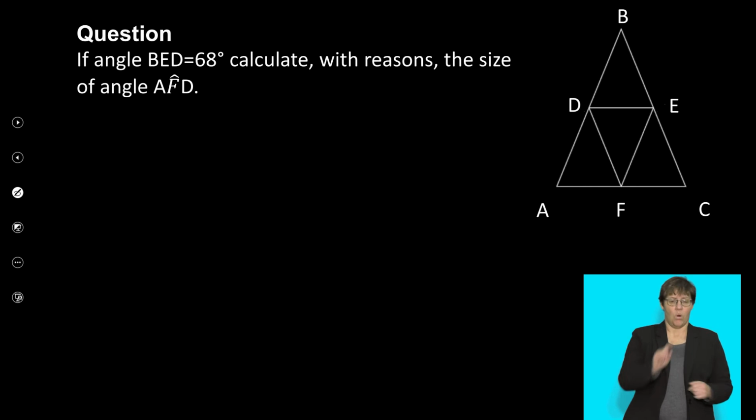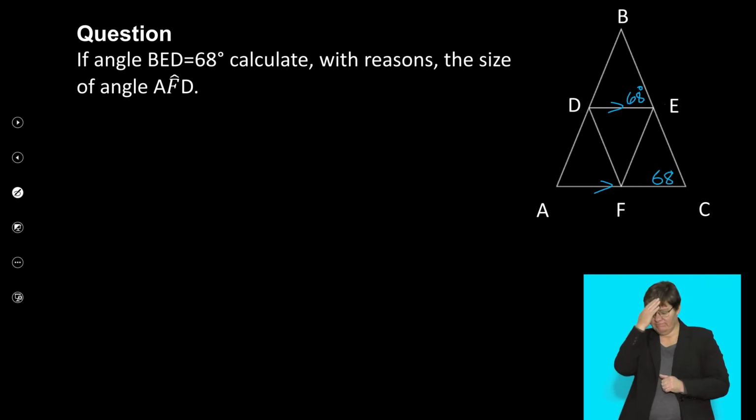So the question says, if angle BED is 68 degrees, right? I'm quickly going to fill it in here. And remember, we know that those lines are parallel. So in simple terms, I also know that that is 68 degrees there. Now they want me to find AFD. So to find AFD, which will be this angle there, I want to try and find that.